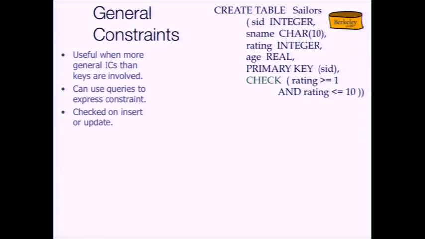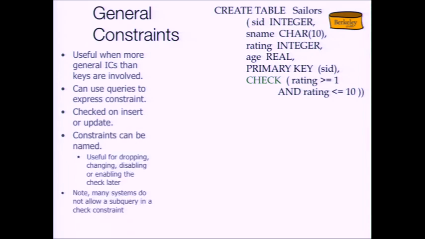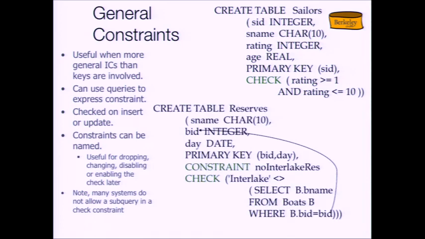So that's general constraints. And then you can be more complicated. Here's another example. This is on the reserves table, right, in our sailing club. What is this one saying? We gave it a name, no interlake res. Basically this is saying people can reserve any boat unless the boat's name happens to be interlake. Then we won't allow it.